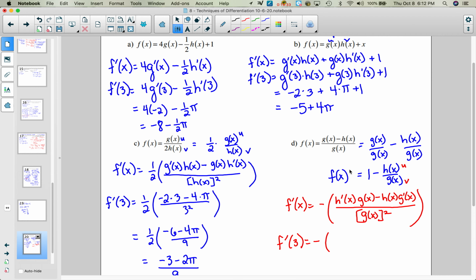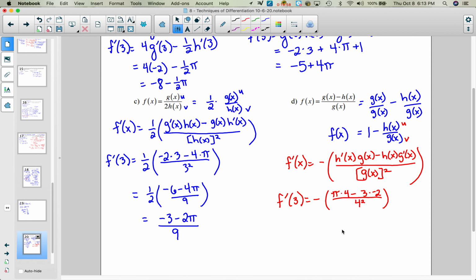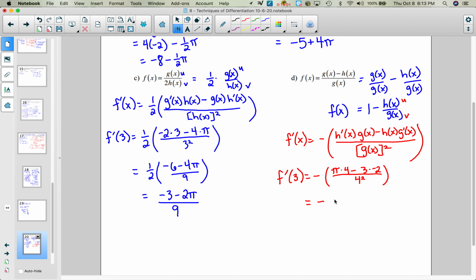So looking at our chart, h prime of 3 is pi. g of 3 is 4. h of 3 is 3. g prime of 3 is -2. And g of 3 is 4, and we're squaring that. So I have negative. Here that's going to make 4 pi minus 3 times -2, so we have a +6, over 16.